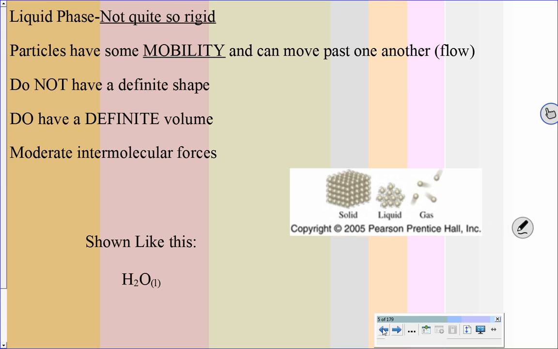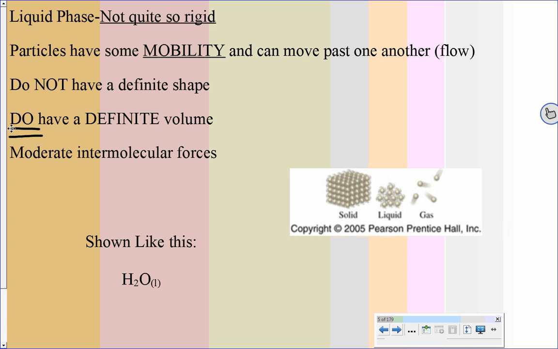Liquid phases. The liquid phase is not quite so rigid. Particles have some mobility and the ability to flow past one another. The sample of liquid does not have a definite shape, but it does have a definite volume. So if you take, for example, 40 milliliters of water in one container and pour it into a different container, it will, to a certain extent, take the shape of that container, but it's not going to change its volume. So it won't necessarily fill any container you put it in, which is something that a gas will do.